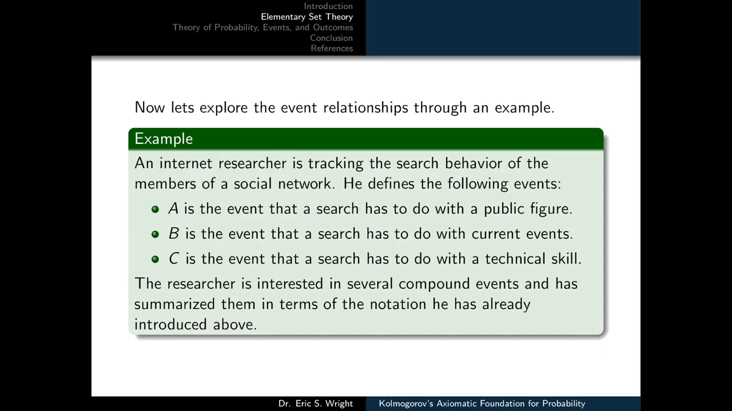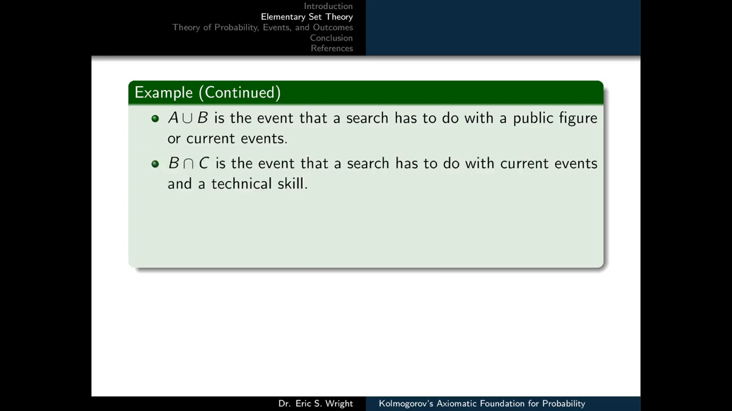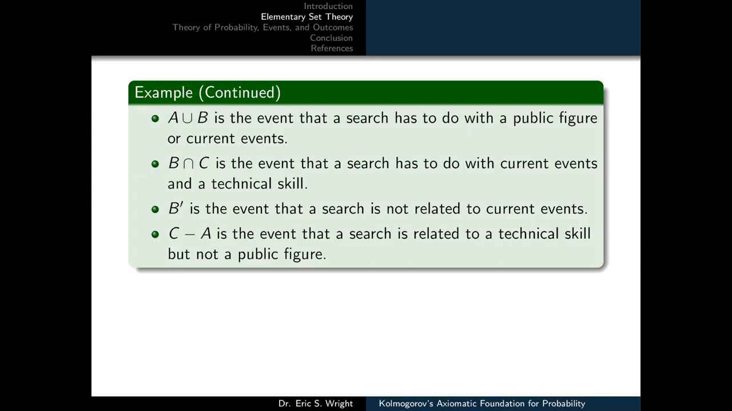The researcher is interested in several compound events and has summarized them in terms of the notation he already introduced above. A union B is the event that a search has to do with a public figure or current events. B intersect C is the event that a search has to do with current events and a technical skill. Not B, or B complement, is the event that a search is not related to current events. C but not A is the event that a search is related to a technical skill but not a public figure.